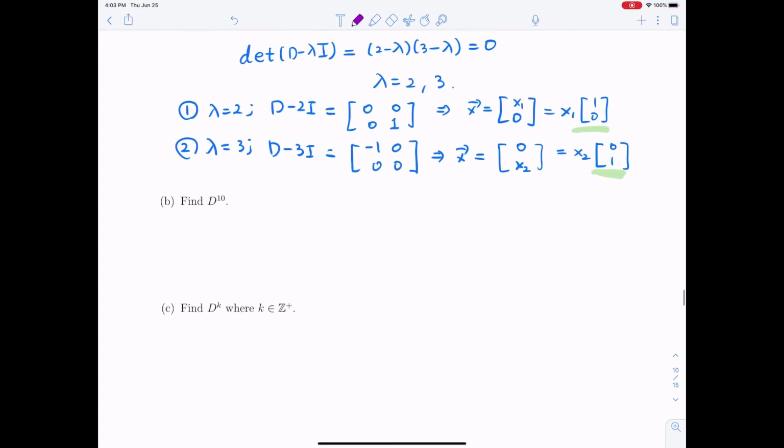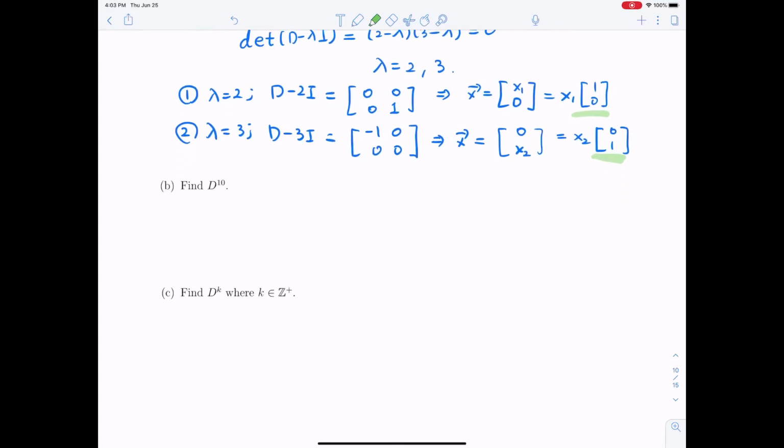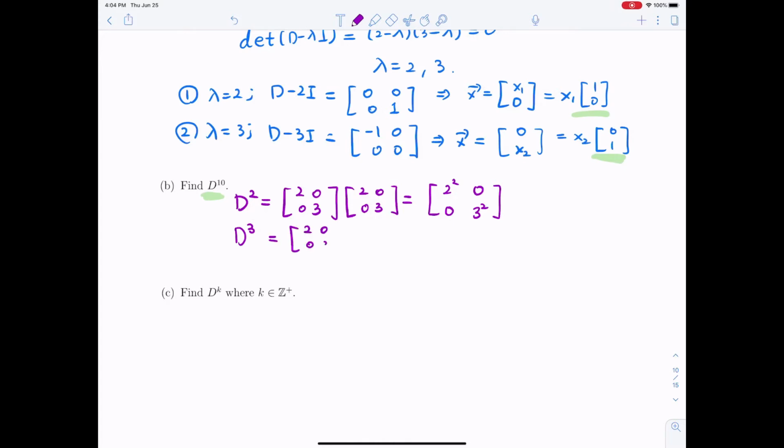So far so good. But the power of having the diagonal matrix is when you calculate the power of the given matrix. So let's first consider D squared, which is given by 2, 0, 0, 3 times 2, 0, 0, 3. So the first entry equals 2 squared, and we have 0 and 0, and we have 3 squared for the second entry. And if you calculate D cubed, this gives you 2, 0, 0, 3 times 2 squared, 0, 0, 3 squared. That equals 2 cubed, 0, 0, and 3 cubed.